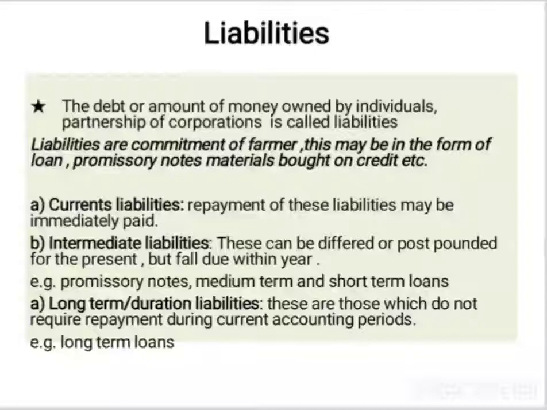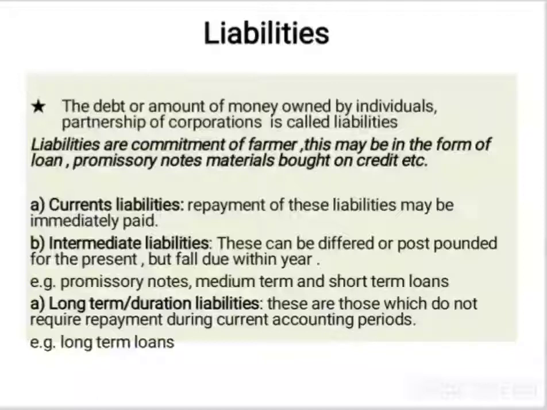What all commitments a farmer has is termed his liability, and what all things he owns are considered assets. Like assets, there are three different kinds of liabilities: current liabilities, intermediate liabilities, and long-term liabilities. Current liabilities are those whose repayment may be made immediately. If a farmer can make the payment very easily at the end of the season or end of the harvest, once he gets money, he can convert it and pay it off.